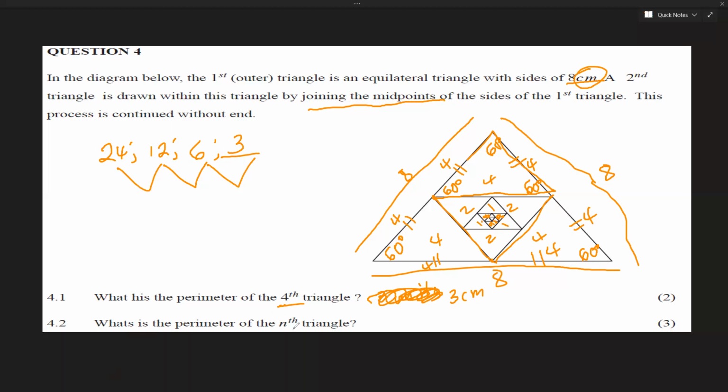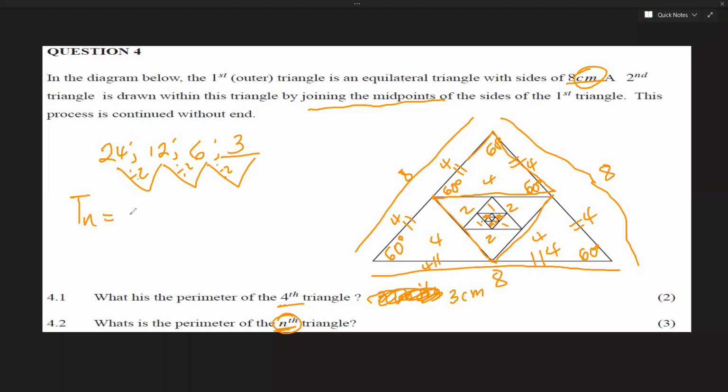What is the perimeter of the nth triangle? Here they are just looking for the formula of the nth term, Tn, or the general term. So remember, I said I'm dividing by 2 to get that. I'm dividing 12 by 2 to get 6. I'm dividing that by 2 to get that. So basically, this is a geometric number pattern.